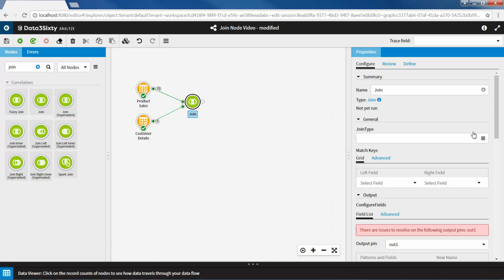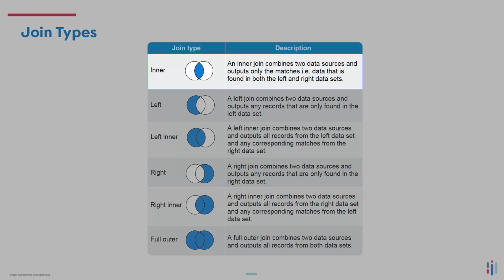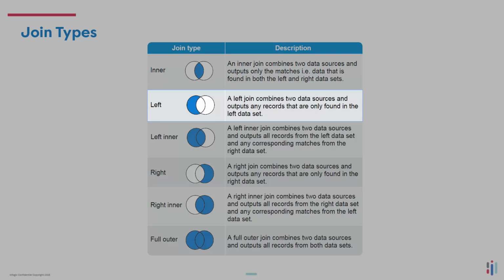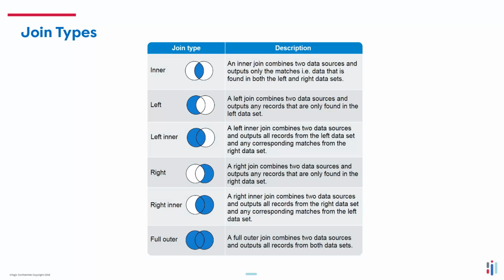In the Properties panel on the right, we will need to make a few configurations. Firstly, we will need to select a join type in the join type property. This controls which records are output from the join node. For example, the inner option will output only the matching records between the two datasets. The left option will output the orphans from the top or left dataset, and so on. For more details, please visit the help page of the join node.